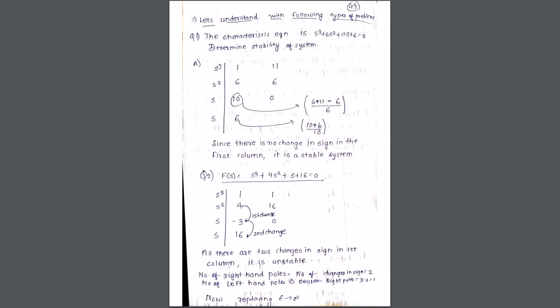And next, the number of changes in the sign. There is one change in the sign, then there is a second change in the sign, right? Positive to negative, negative to positive. Therefore, the number of changes in the sign is equal to 2. Hence, the number of right-hand poles is given by the number of changes in the sign, that is 2. And the number of left-hand poles is given as the degree minus the right-hand poles. What is the degree? It's 3, minus the right-hand poles, 2. Therefore, 1. I hope I'm very clear with this.